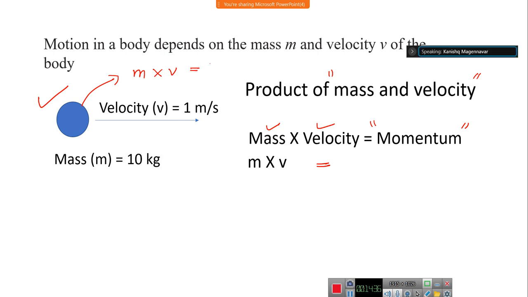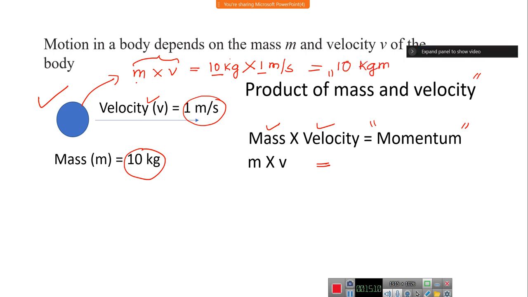So what does it give? M is 10 kg, right? Sir, what is the unit of momentum? I am exactly coming back to that. When we do this calculation, we will understand. Mass is 10 kg and velocity is 1 meter per second. When we multiply mass and velocity, what figure do we get? 10 kg meter per second.